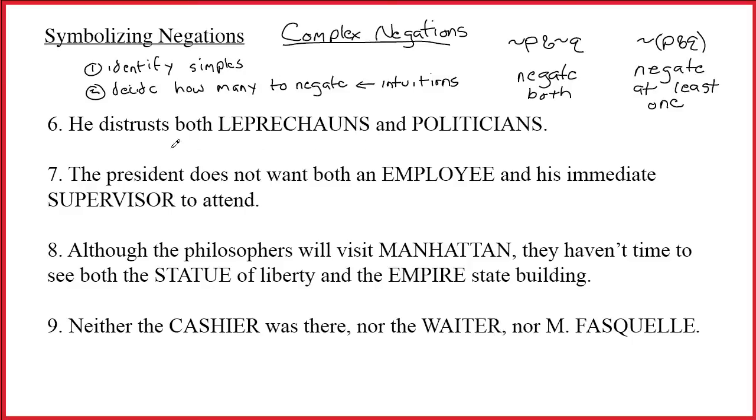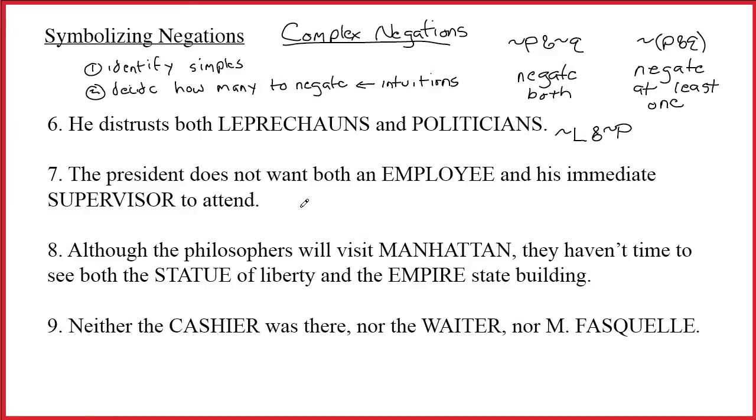Okay, what are the simple sentences here? He trusts leprechauns and he trusts politicians. Now imagine that somebody says this sentence to you in conversation. He distrusts both leprechauns and politicians. Does he trust leprechauns? No, he doesn't. Does he trust politicians? No, he doesn't. So we are negating both parts, and tilde L and tilde P is definitely the way to do it.